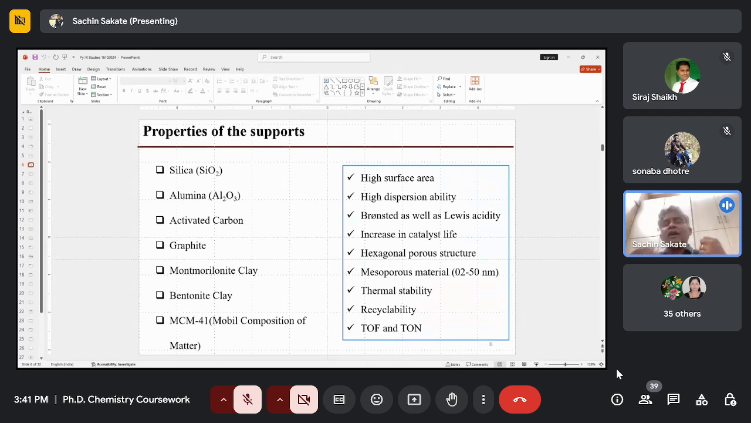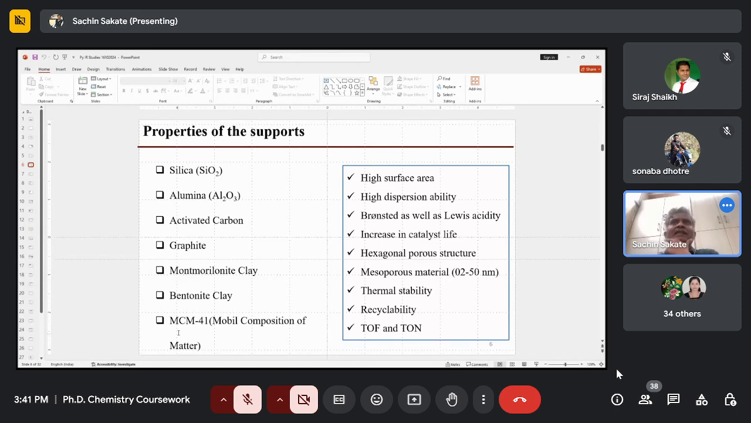Montmorillonite has a layered structure. Between the two layers, intercalation of your active species is possible. Your material can go into the two layers and you have a fantastic sandwich type of catalyst, with the Montmorillonite clay and the active species in the catalyst preparation. Bentonite clay is also one of the best supports which is used.